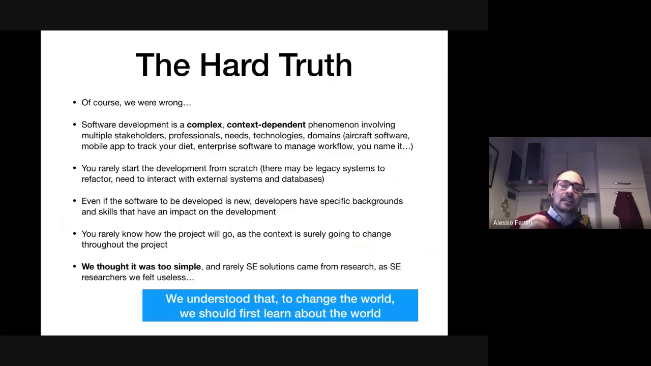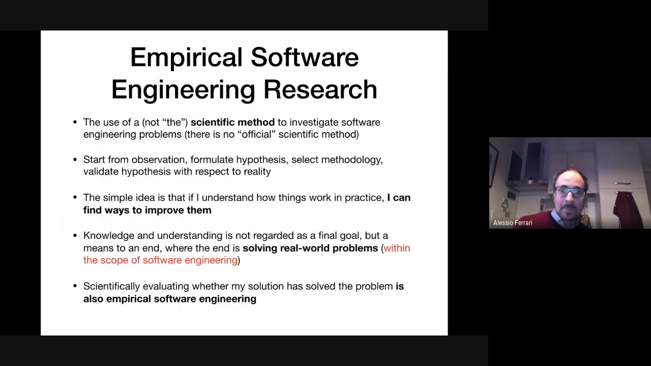And the thing was that rarely in practice did software engineering solutions come from research. So we understood also that before changing the world, before introducing new tools that may be needed to change the reality, we should first learn about the world. We should first learn what is the reality. So observe before inventing. And this is why empirical software engineering research, which is the topic of this course, was born.